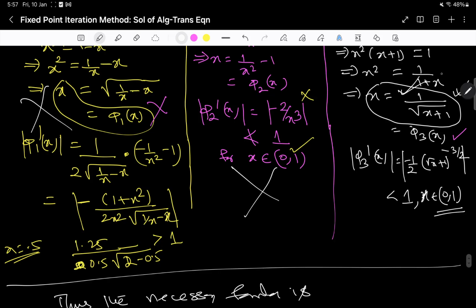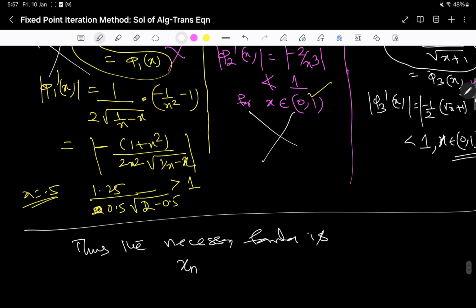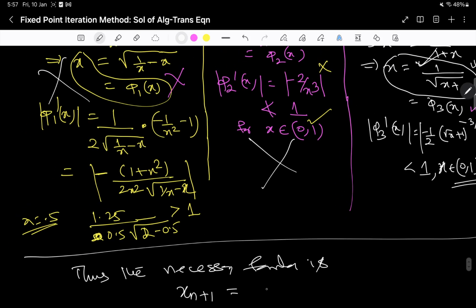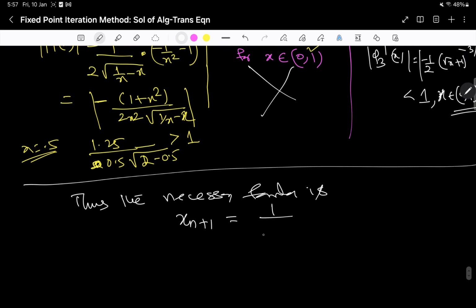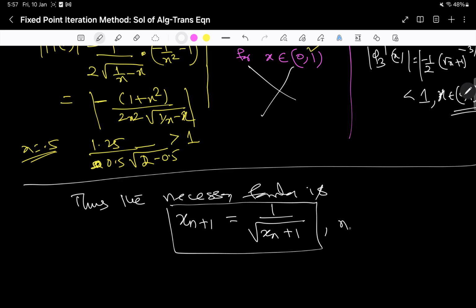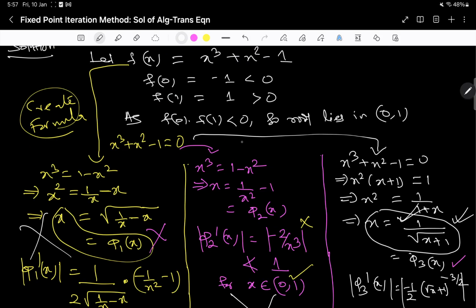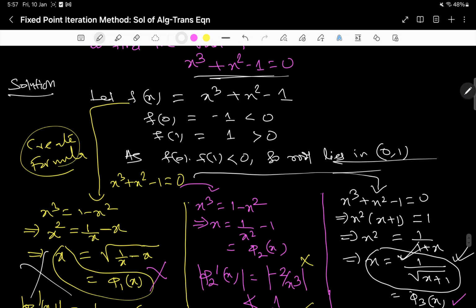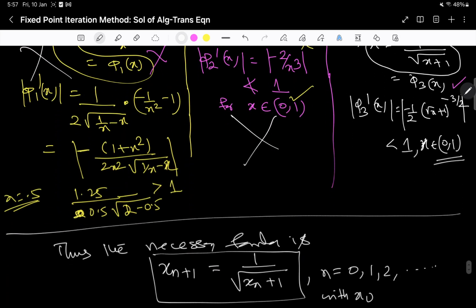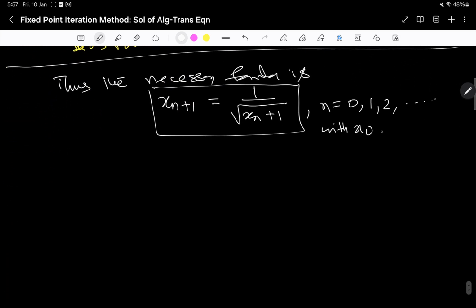here x n plus 1 is equal to 1 by root over x n plus 1. So this is my formula, okay. This is my formula for n is equal to 0, 1, 2 with x0. We can take any value x0. I can take x0 any value, okay. I may take 0, I may take 1, or I may take in between 0 and 1 any value. With x0 is equal to 0 say, okay.